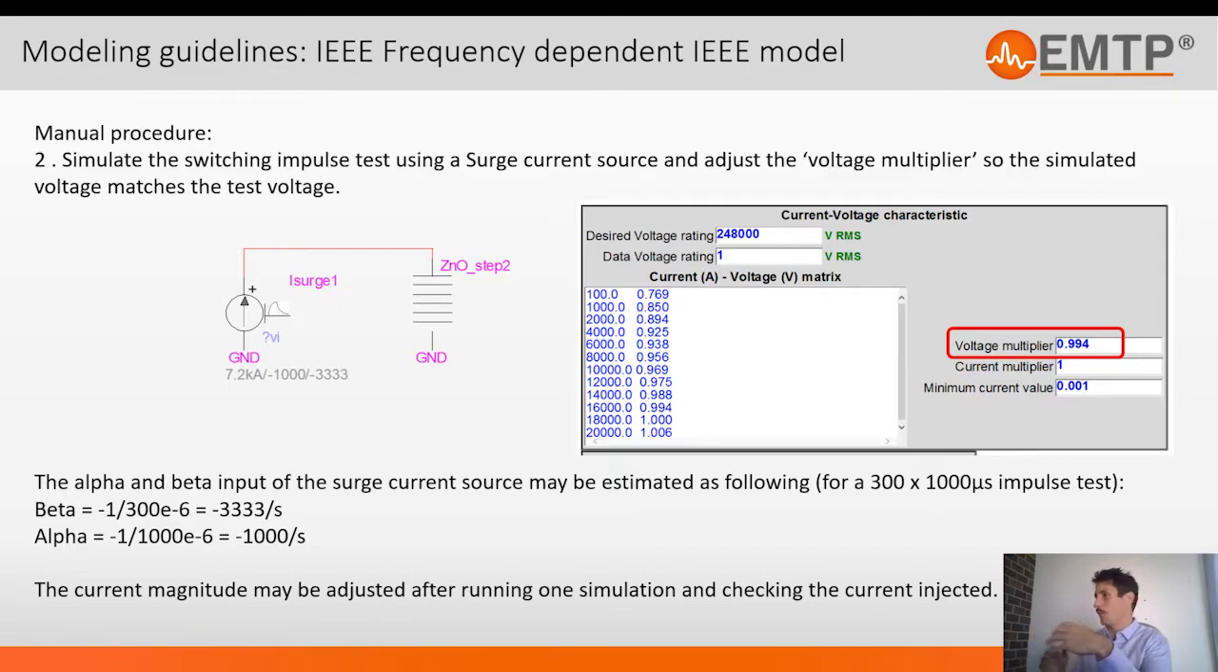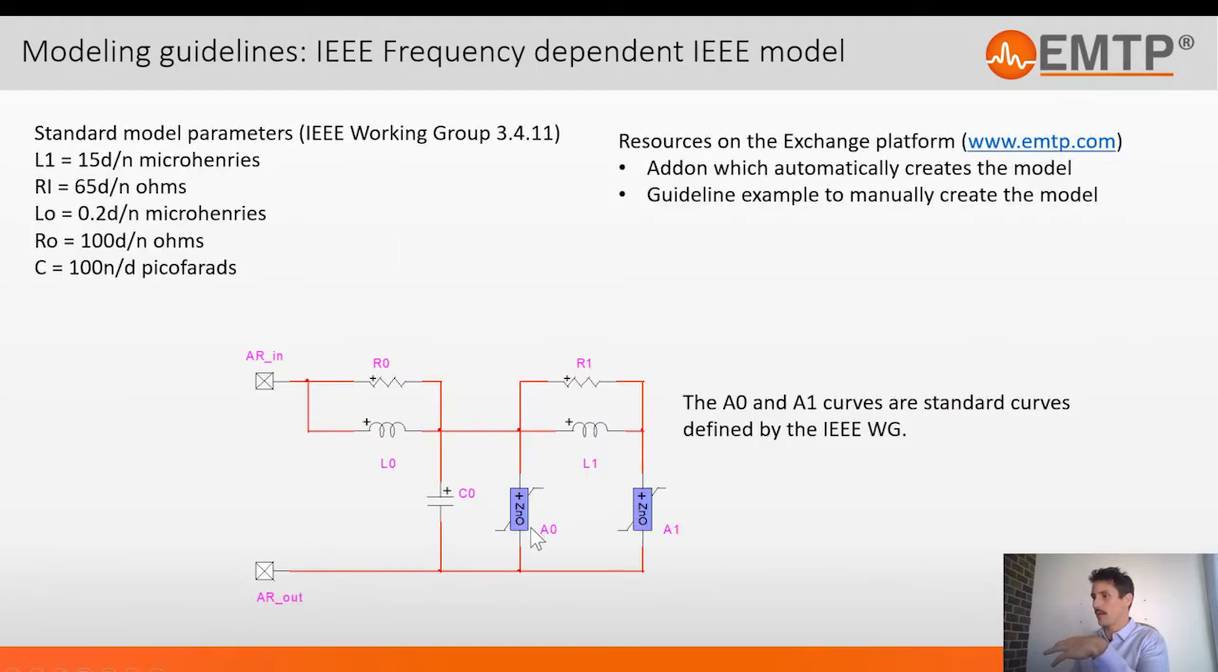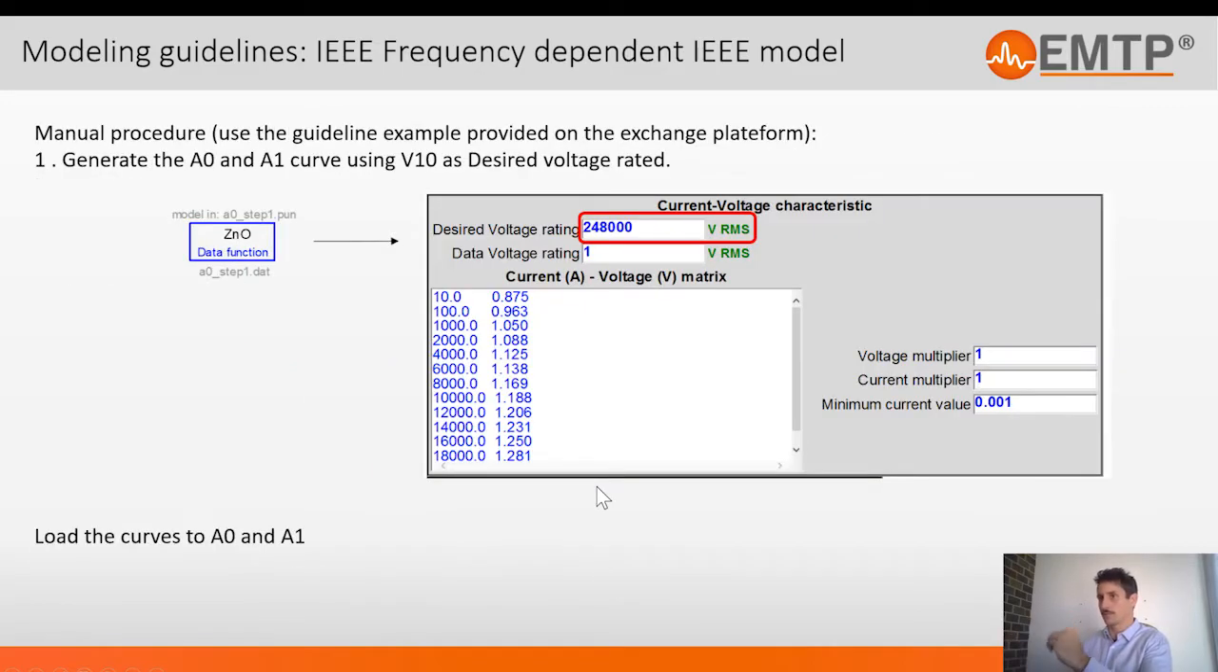And the ratio between those two, you enter them here in voltage multiplier. And regenerate A0 and A1. That way, when you resimulate that a second time, you should get exactly the same thing as the voltage surge. So in this step, we adapt A0 and A1. We rescale A0 and A1 in order to match exactly the voltage of the switching impulse test.